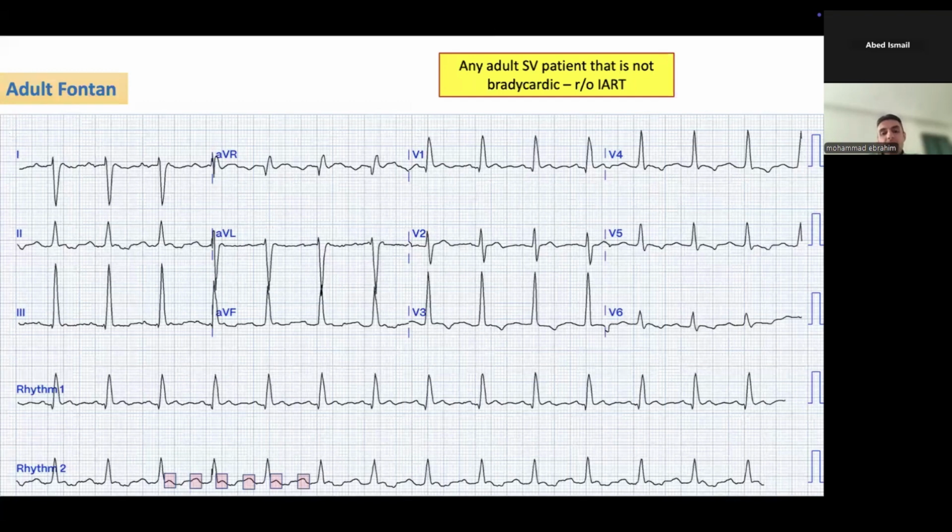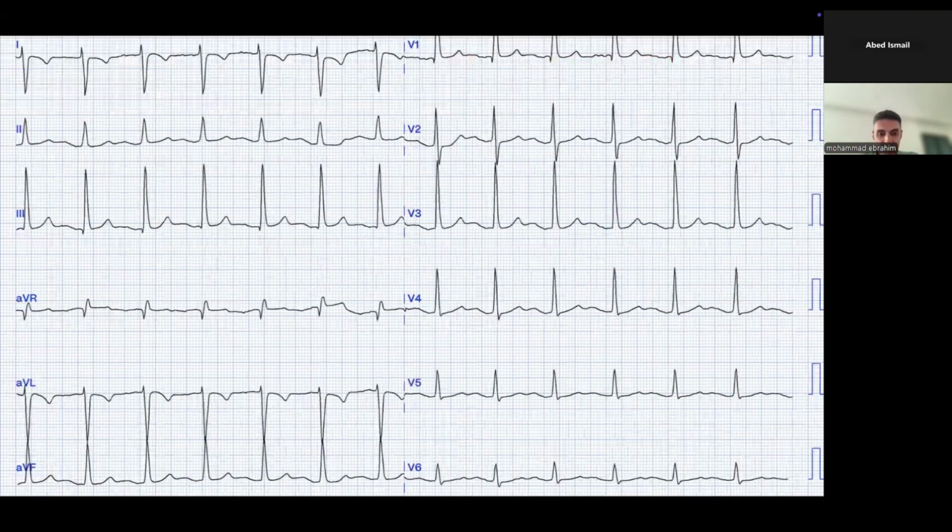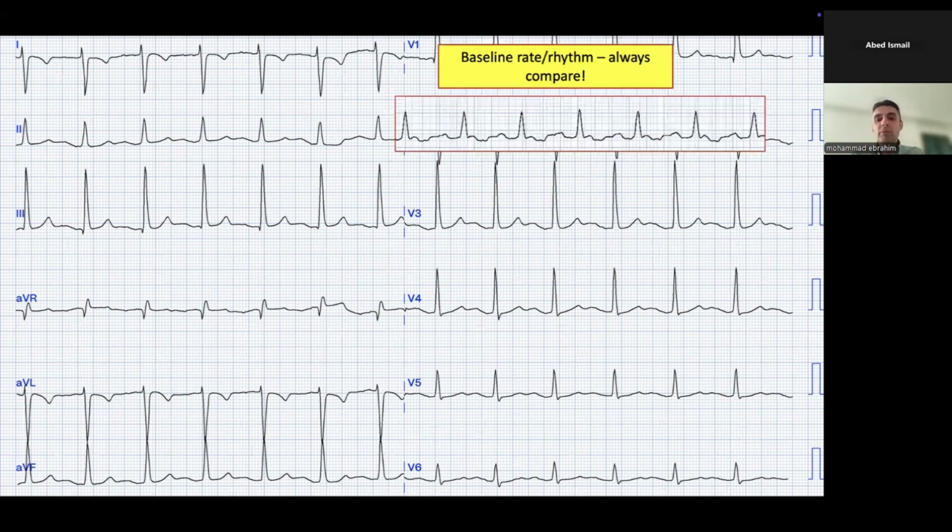And then for any adult single ventricle patient that's not bradycardic, you really want to make sure you're not missing atrial flutter. And then when you compare all the ECGs of the patient, you can see the P waves look different, and the heart rate is a little bit slower than the current heart rate. And then if you superimpose both on top of each other, you can see there's a deflection here that was not present at baseline ECG, hence confirming your suspicion.